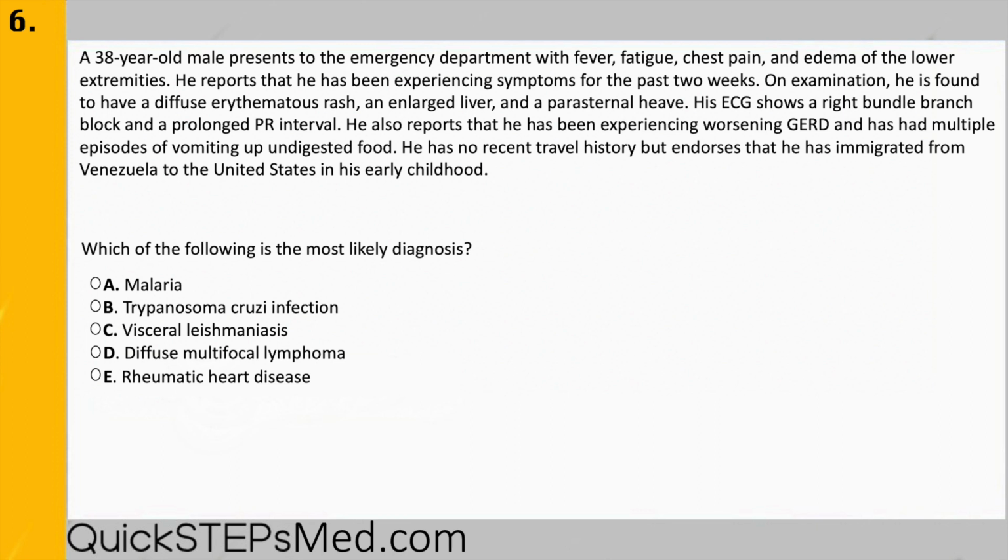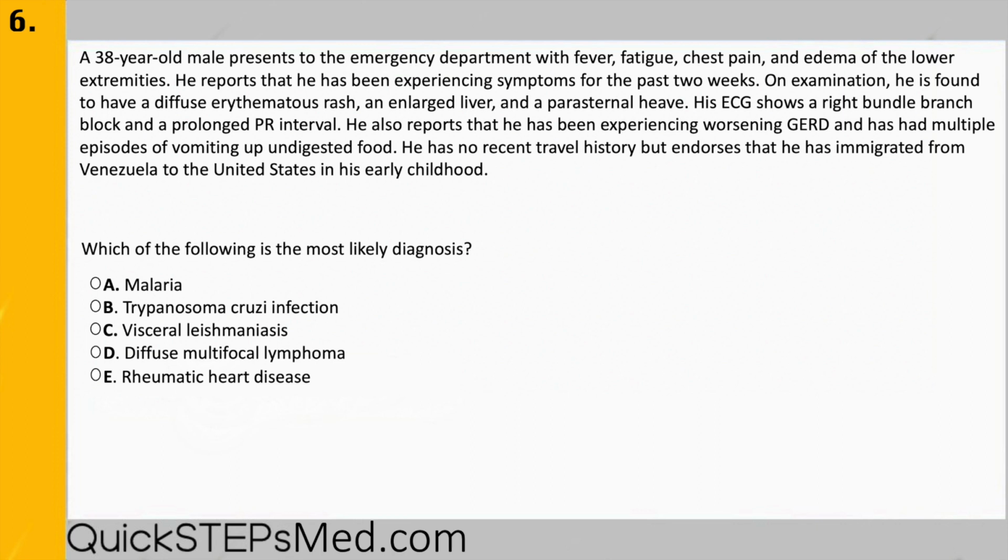Okay, so we have a 38-year-old male who presents to the emergency department with fever, fatigue, chest pain, and edema of the lower extremities. He reports that he has been experiencing symptoms for the past 2 weeks. On examination, he is found to have a diffuse erythematous rash, an enlarged liver, and parasternal heave. His EKG shows a right bundle branch block and a prolonged PR interval. He also reports that he has been experiencing worsening GERD and has had multiple episodes of vomiting up undigested food.